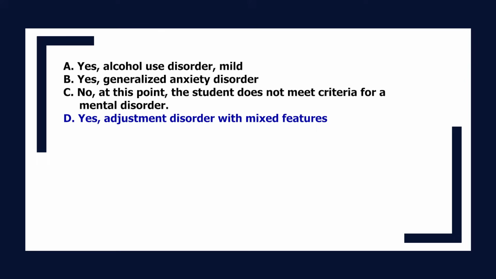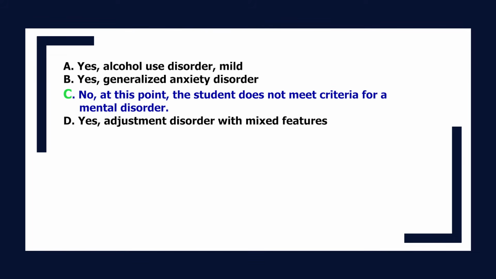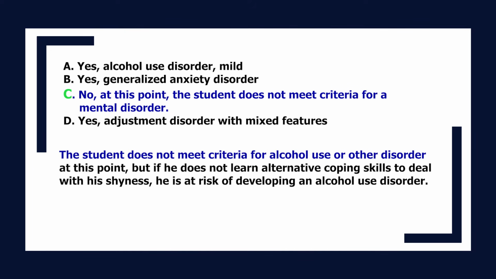The correct answer is C. No, at this point, the student does not meet criteria for a mental disorder. The student does not meet criteria for alcohol use or other disorder at this point, but if he does not learn alternative coping skills to deal with his shyness, he is at risk of developing an alcohol use disorder.